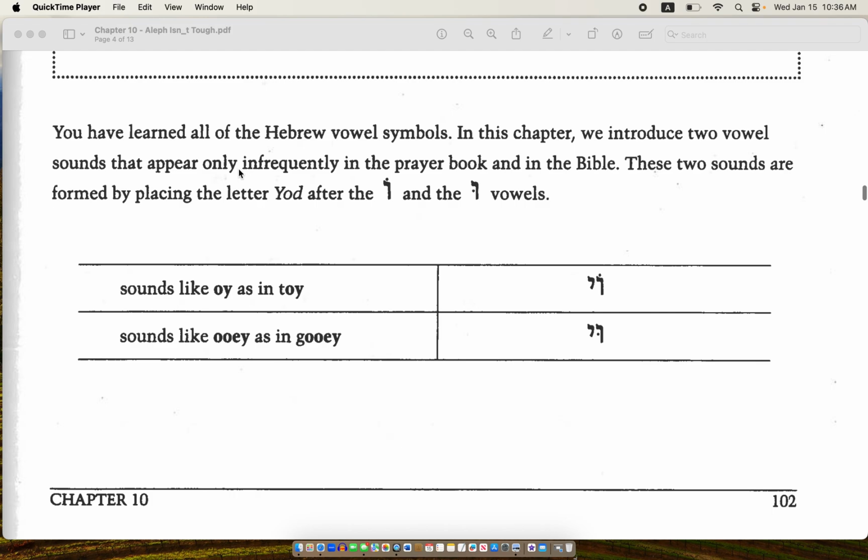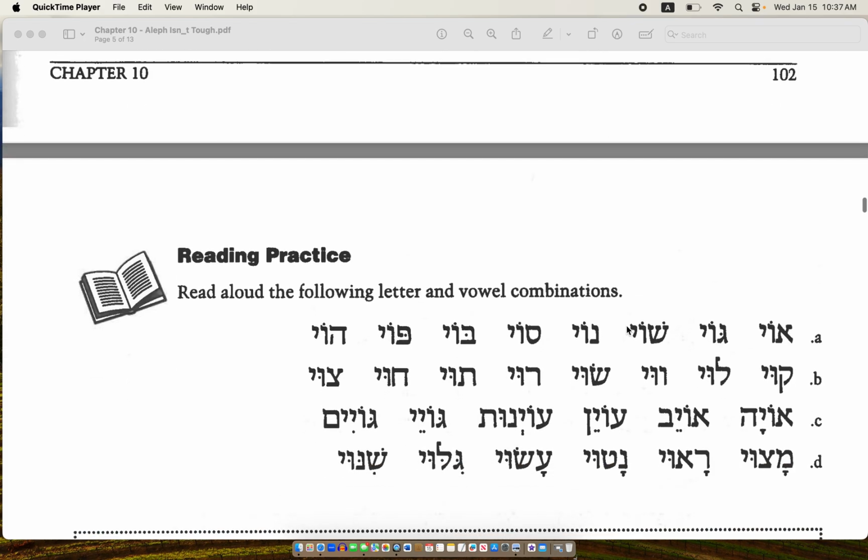Very infrequently, I should have highlighted that last night. It's very infrequent that you're going to see these words. The word that you probably know to go with oi, with this ending, because it's only going to happen at the end of words when you have this type of sound, is goy, like a nation or a non-Jew. It's not a great word. Goy, and then ooey. If we put a gimel here, gooey. Okay. So oi, ooey, but it's only at the end of the words. Okay. So let's try to practice that.